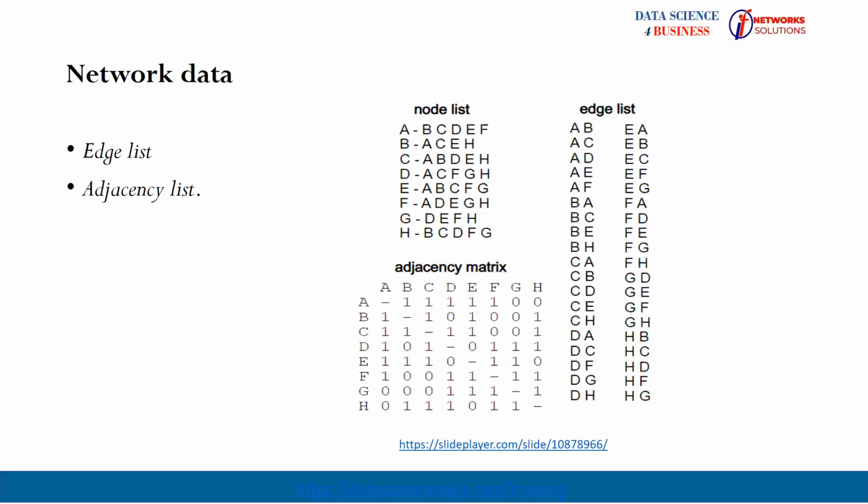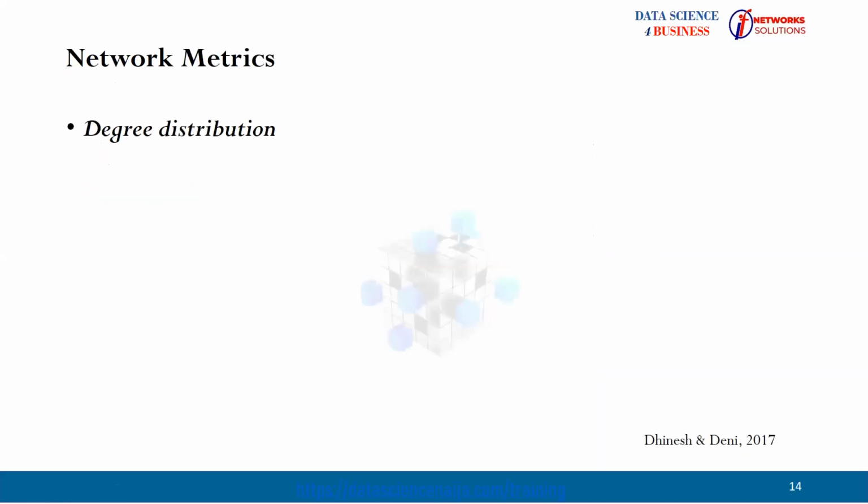But for this training, we are going to be using the edge list data. So let's look at some network metrics. The first one that we are going to be looking at is the degree distribution.